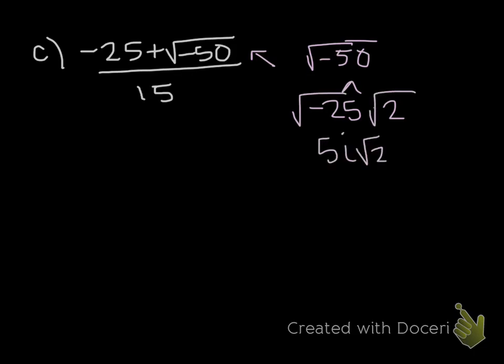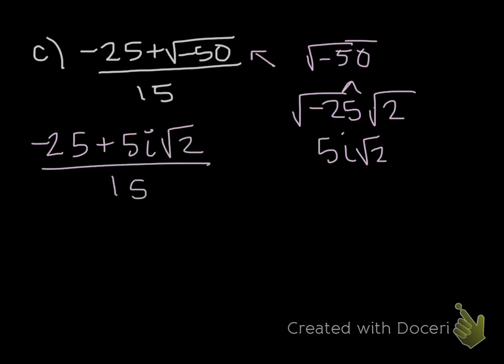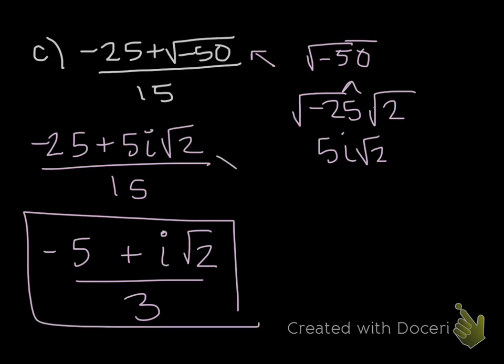Now that I know that, I'm going to come back into the problem. So the -25 is still there, plus 5i root 2 all over 15. So the three numbers on the outside, the 25, 5, and 15, can all be reduced by a factor of 5. So it'll be -5 plus 1i root 2 all over 3. And notice we don't ever touch the number underneath the square root when we're simplifying the outside coefficients.